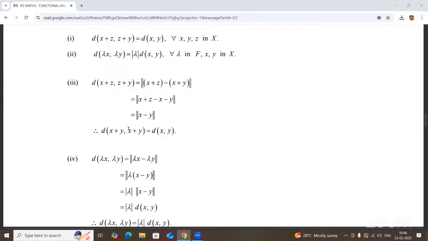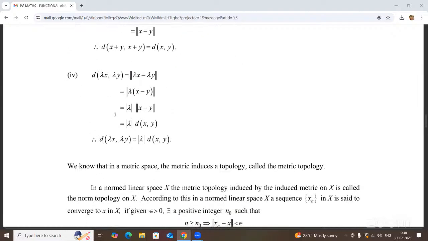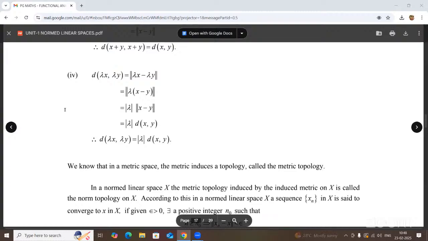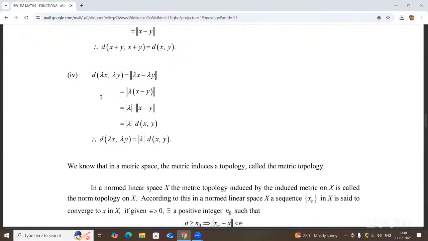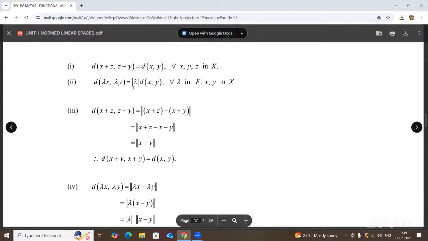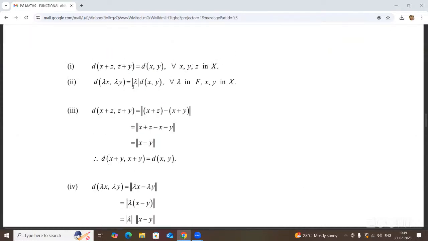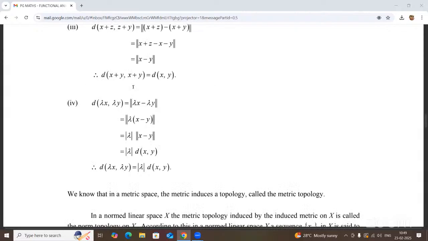Finally, taking any scalars, the distance d of lambda x and lambda y equals norm lambda x minus lambda y by the definition. We are replacing those values by the induced metric conditions. So how to satisfy the induced metric conditions: any three are there, and these four are the induced metric properties. From the induced metric, we have derived some other equalities, that is, d of lambda x and lambda y equals mod lambda into d of x and y.